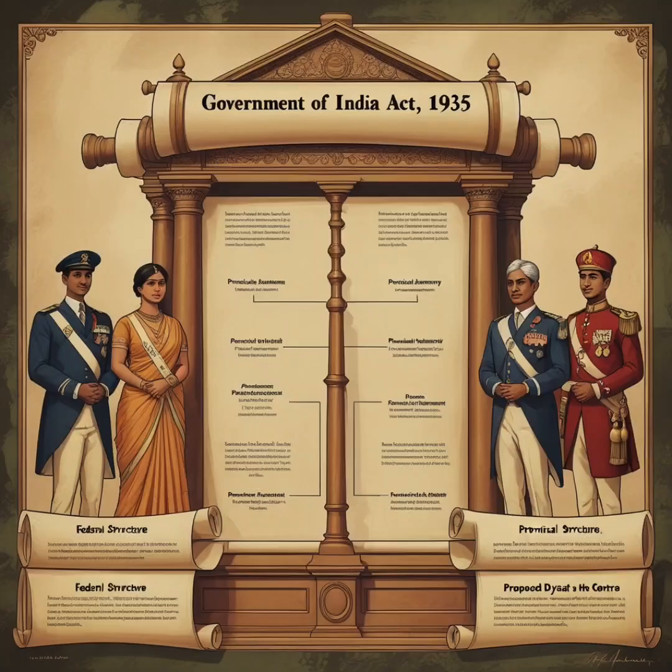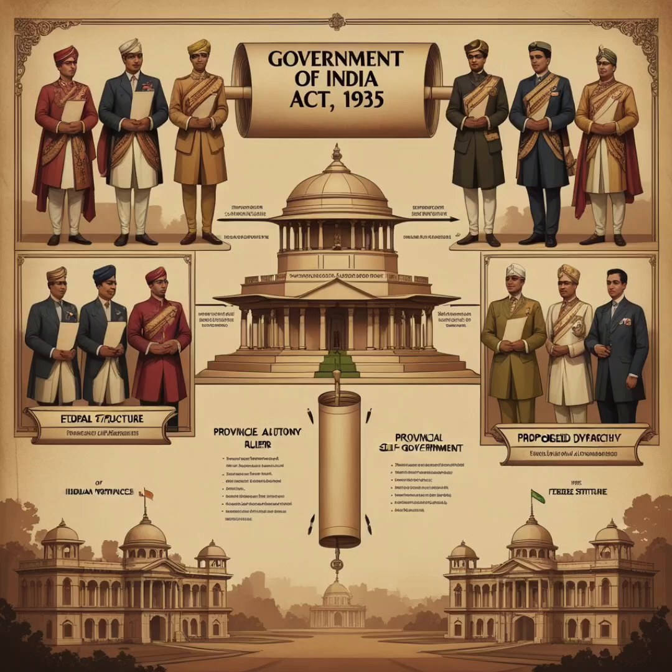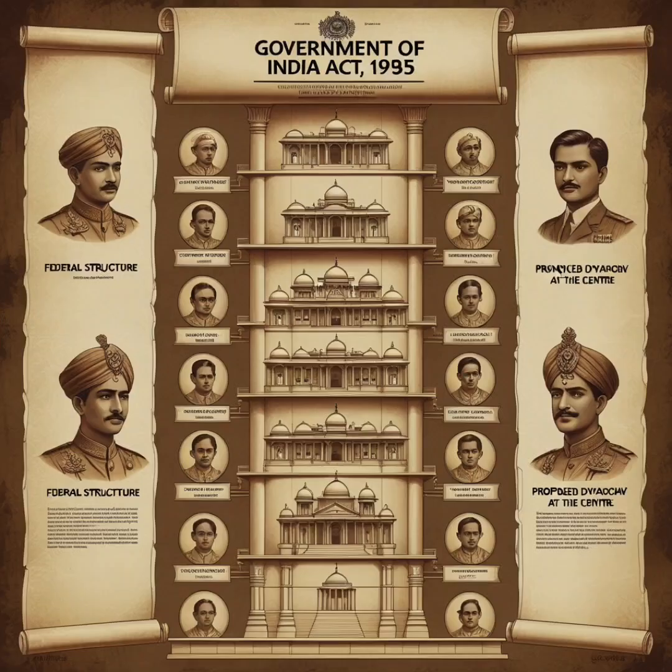11. Government of India Act, 1935. The most comprehensive act. Proposed a federal structure for India. Gave full provincial autonomy. Ended diarchy in provinces but proposed it for the centre. Laid the groundwork for India's constitution.